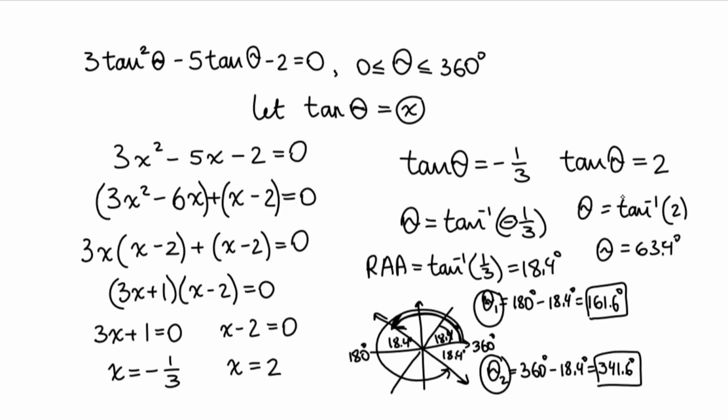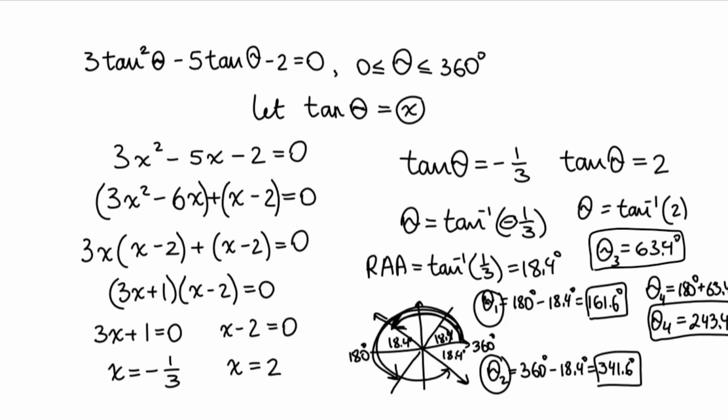And it is one of our solutions, so this is our theta 3. And theta 4 will be this whole angle all the way here to quadrant 3, where tangent theta is also positive. So 180 plus 63.4. So then theta 4 is equal to 243.4 degrees. This is our solution number 4, and this is our solution number 3.